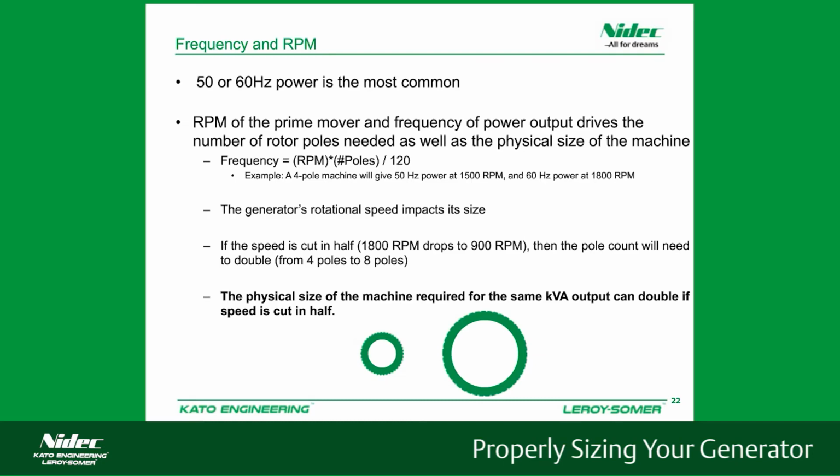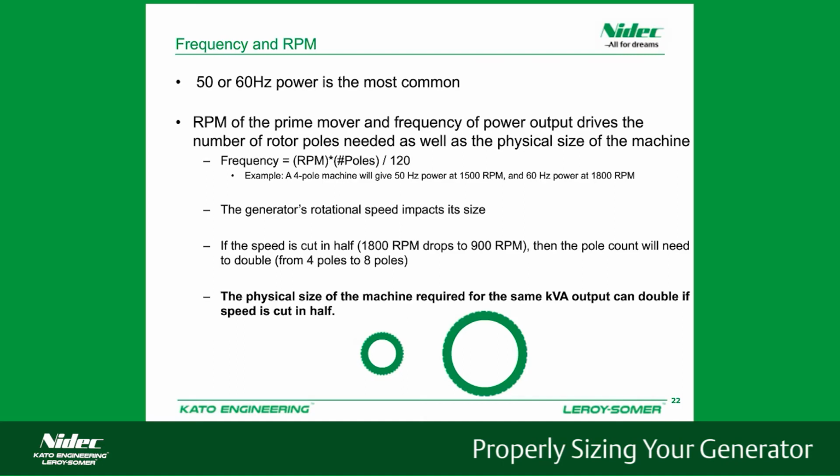So we have our rotation per minute divided by 60, and then our number of poles divided by 2, because to get the full waveform of a sine wave, you need a north and a south pole. So we have a pole pair, north and south. So a 4-pole machine will have 2 norths and 2 souths.